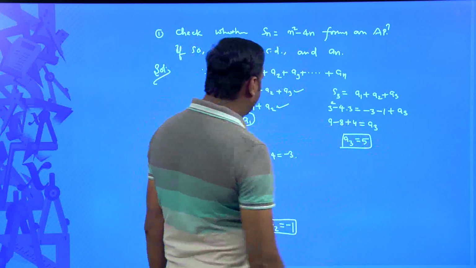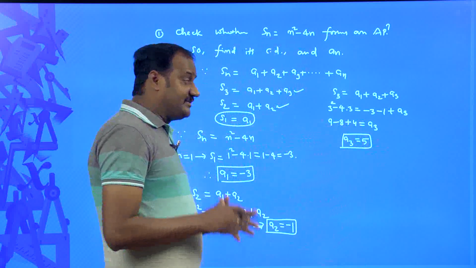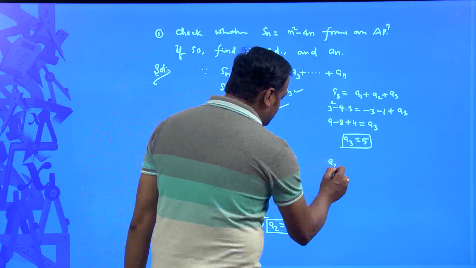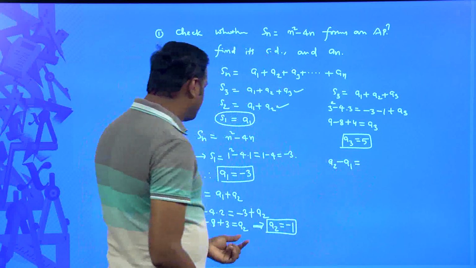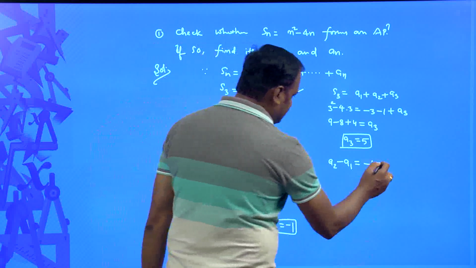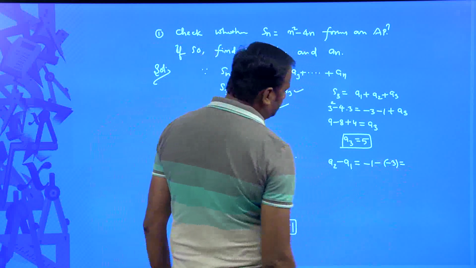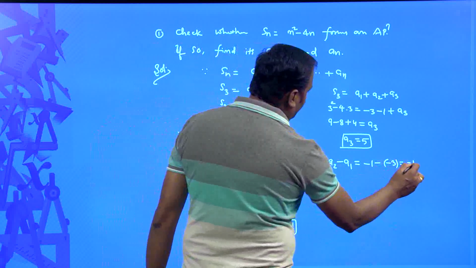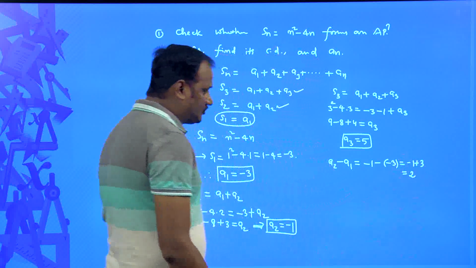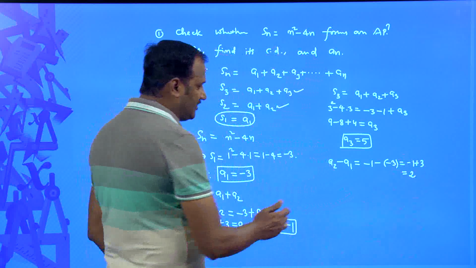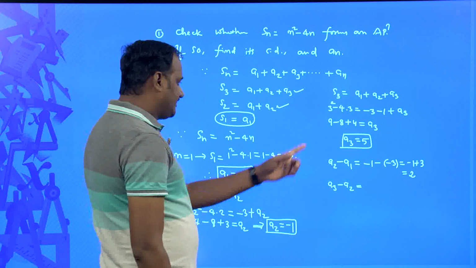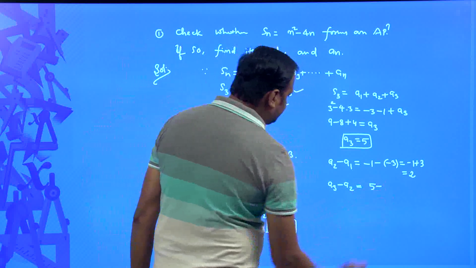After finding A1, A2, A3, let me check whether the common difference is the same or not. First I will find a2 minus a1. a2 is equal to minus 1 minus a1, which is minus 3. So, minus 1 plus, because minus of minus is plus, 3. What is minus 1 plus 3? Equal to 2. So, the value of a2 minus a1 is equal to 2. Fine. Now I will find a3 minus a2. a3 is 5 minus a2.